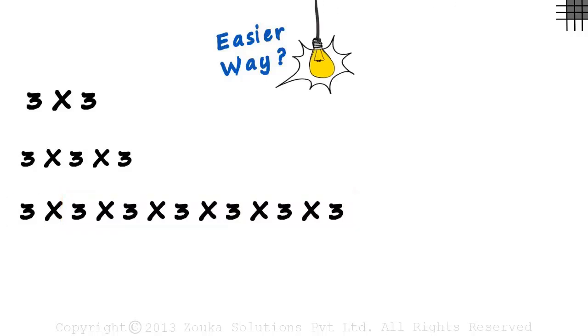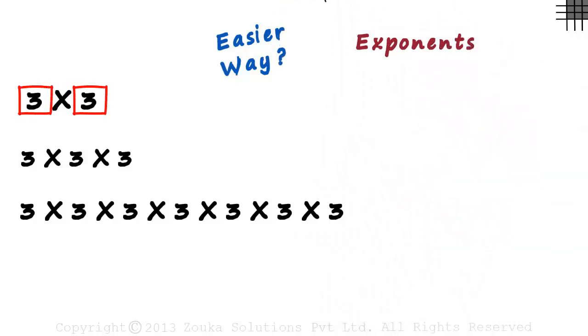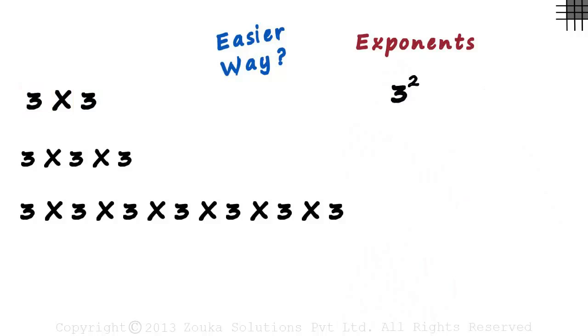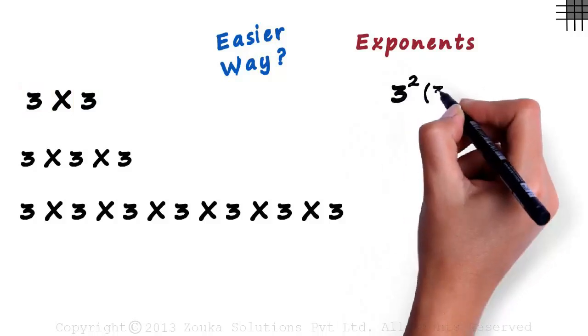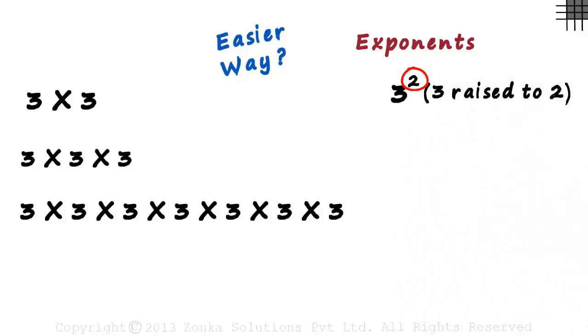Which brings us to the topic of exponents. 3 multiplied by 3 can be written as 3 with a 2 in the superscript. This is read as 3 raised to 2. How do we get a 2? It depends on the number of 3's you can see. So we have 2 3's here, and hence we write it as 3 raised to 2.